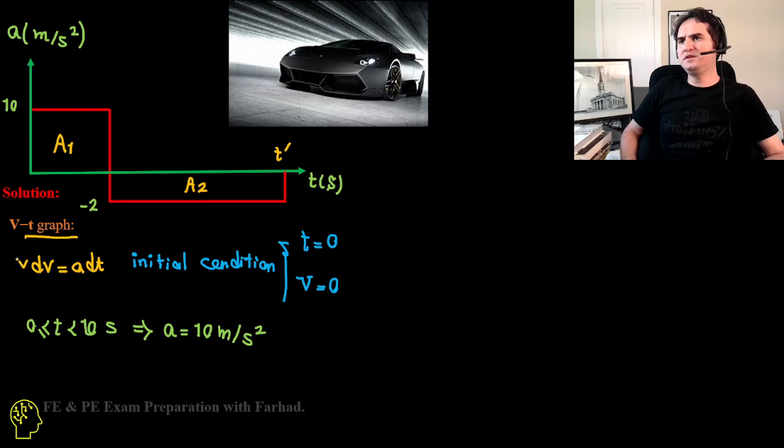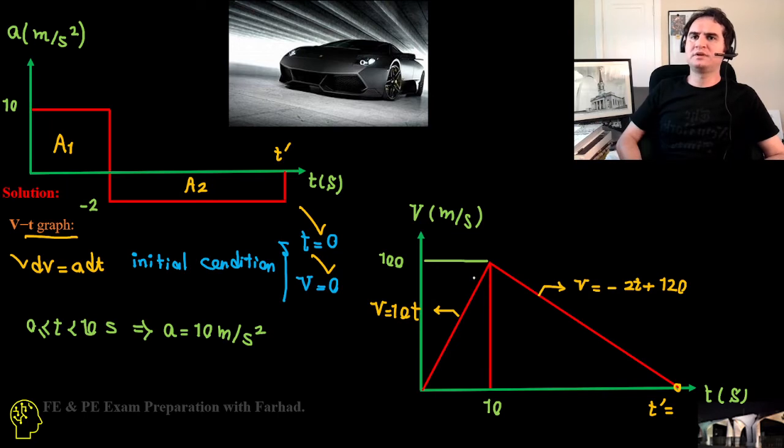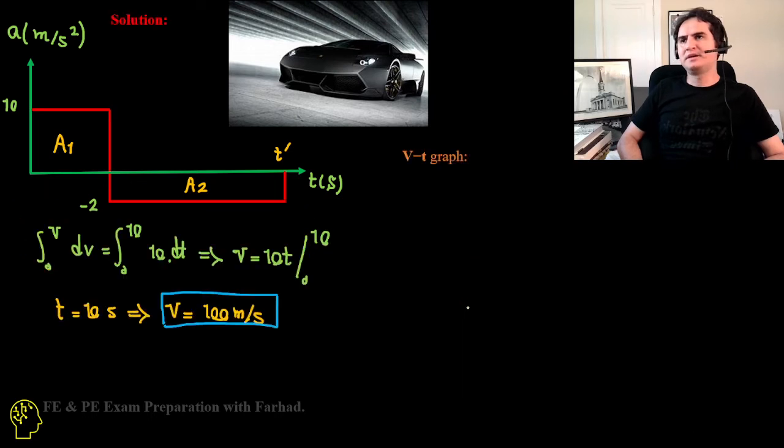We do know dv is a times dt. For the initial condition, because it starts at rest, at t equal to 0, velocity is equal to 0. For time between 0 to 10 seconds, a is 10 meters per square second, and if you draw the velocity, it just comes out as a graph of velocity versus time. So let's see how we can draw it.